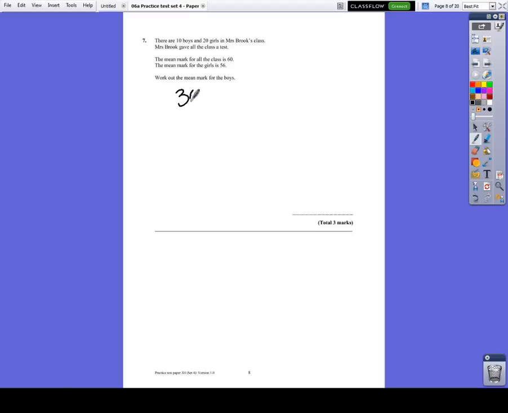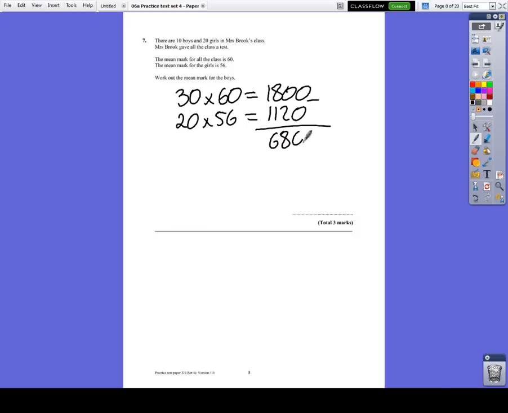So for the 30 pupils in the class that got an average of 60 marks each, that means that all their marks would add up to 1,800. The girls alone, there are 20 of those, and they all got a score of 56 on average. So that is 1,120 that their scores would add up to. And if we take those away from each other, we get that the boys' scores add up to 680. Now, we need to divide by how many there are to get the average. So 680 divided by 10 would be 68.